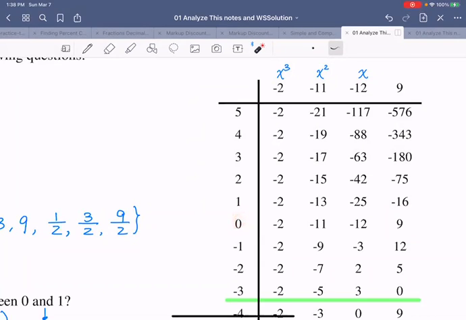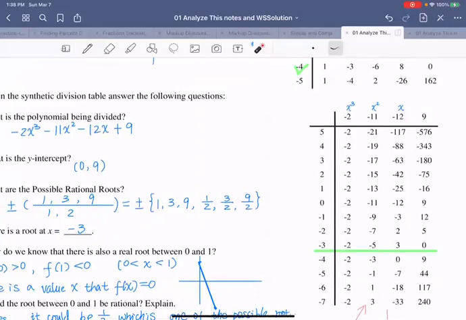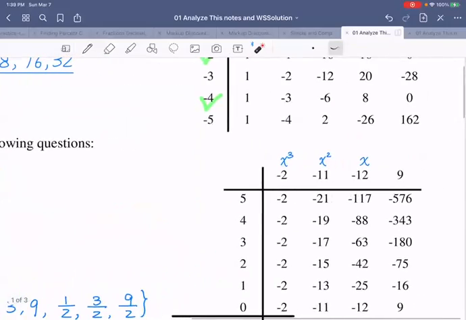So that just means when x is 0, y is 9. So that's your y-intercept. Okay. What are the possible rational roots?